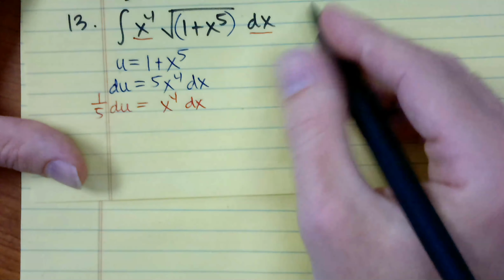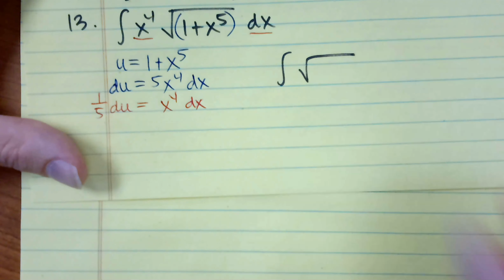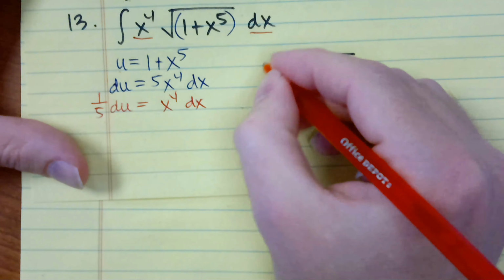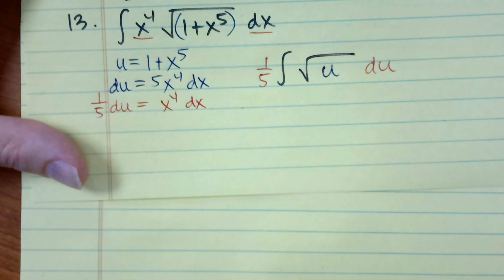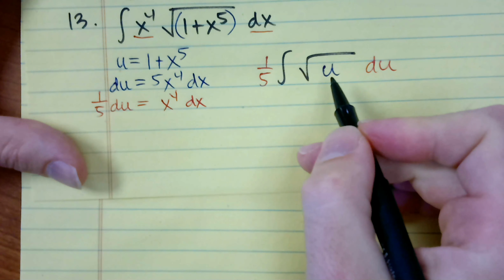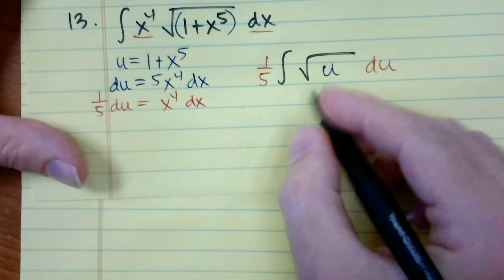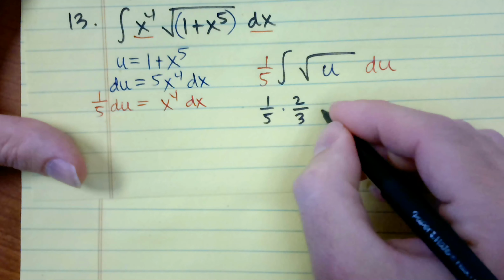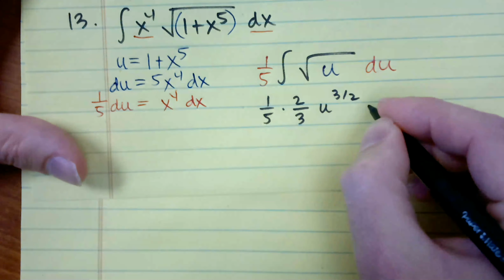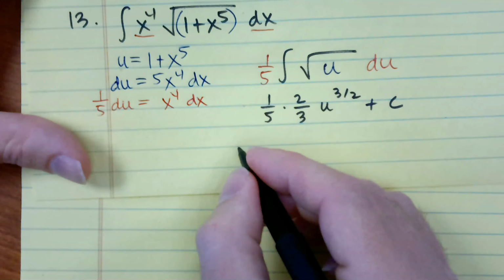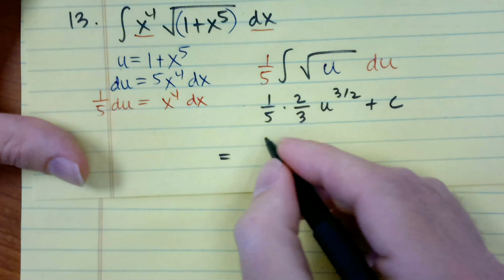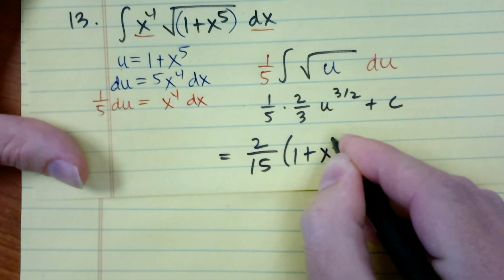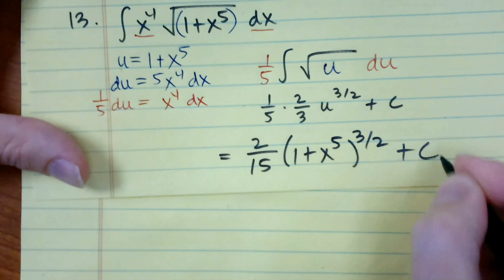All right, so I'm still integrating the square root of something. It's now the square root of u, and that's going to be a 1/5 and a du. The square root is u to the 1/2 power, so I'm going to add 1 to the power and divide by the new power. So 1/5 times 2/3 u to the 3/2 plus c, and that's going to be equal to 2 over 15 times 1 plus x to the 5, to the 3/2, plus c.